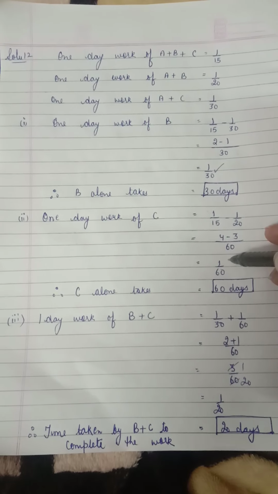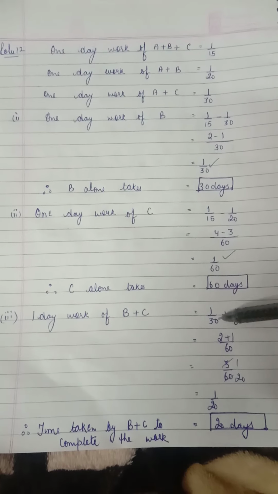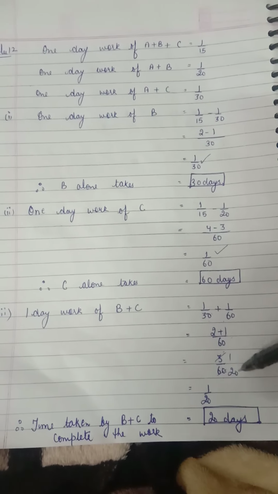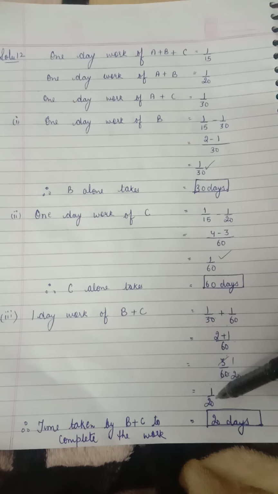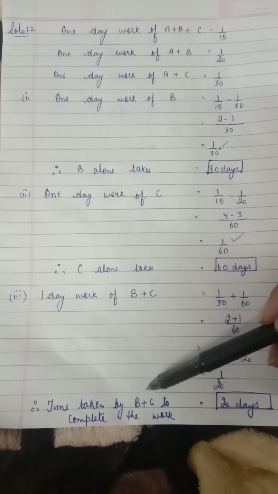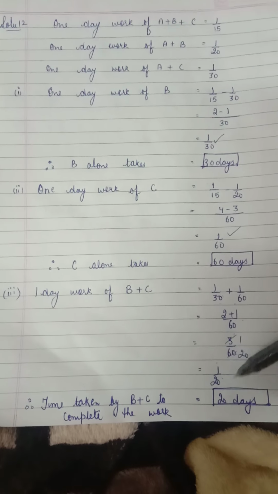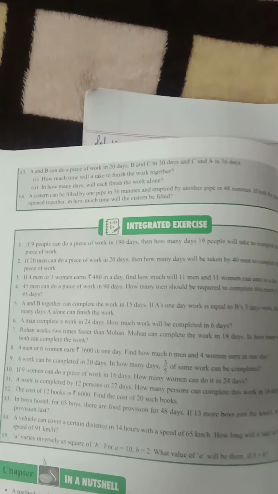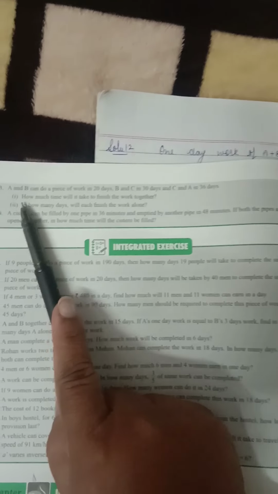1 day work of C is 1 by 60. So 1 by 30 plus 1 by 60, LCM 60, 2 plus 1, 3 by 60. On reducing it becomes 1 by 20. And 1 by 20 is 1 day work of B and C. And therefore, time taken by B and C to do the work is the reciprocal of 1 day work, that is 20 days.